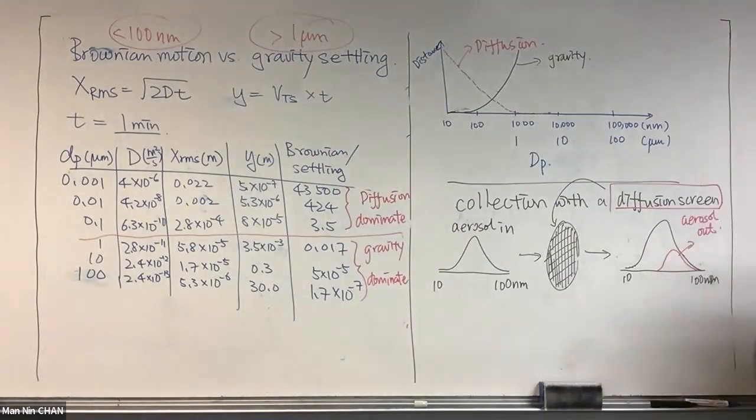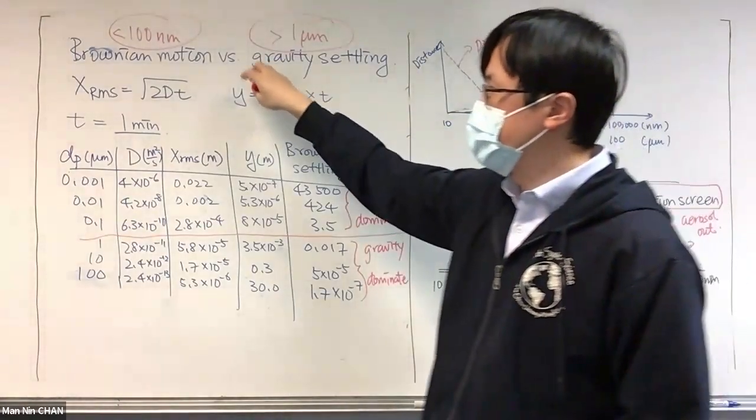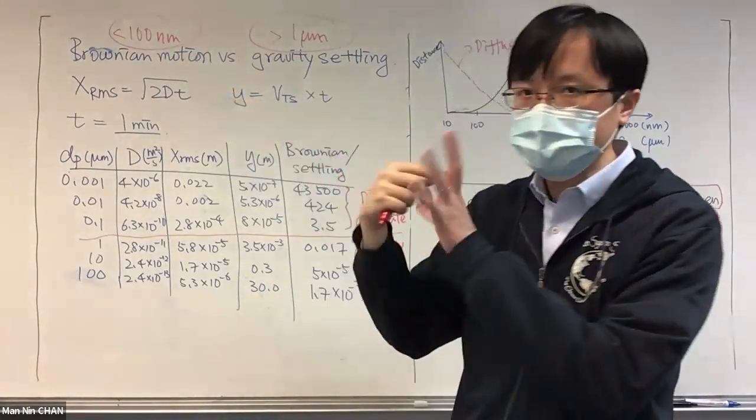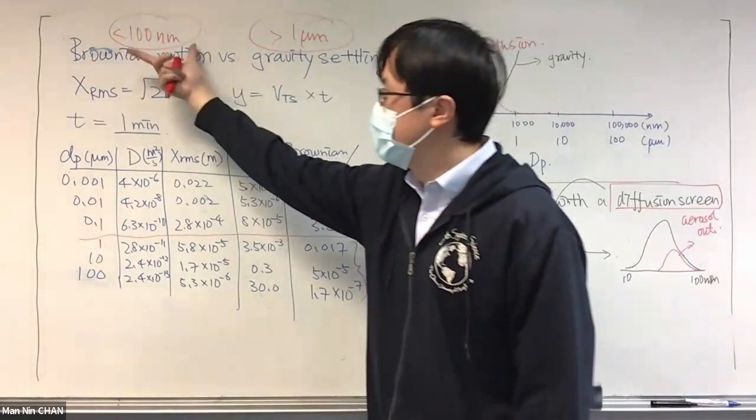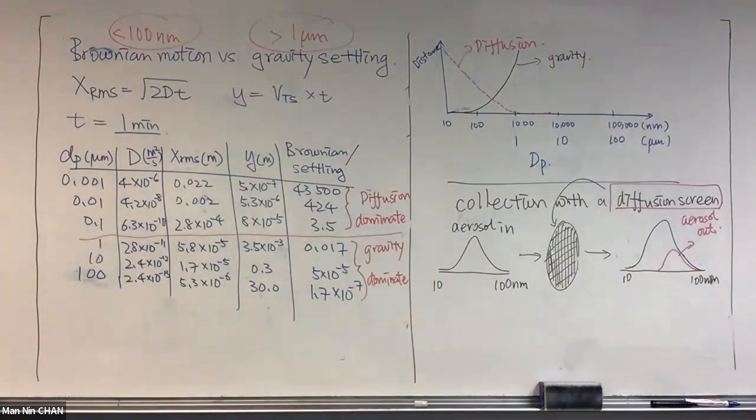Any questions so far? I think this is not too intuitive, but you get this idea. Small particles are important by diffusion, but more important is to give you some numbers, some kind of quick reference, so that when we talk about diffusion or gravity settling, you have some quick ideas.